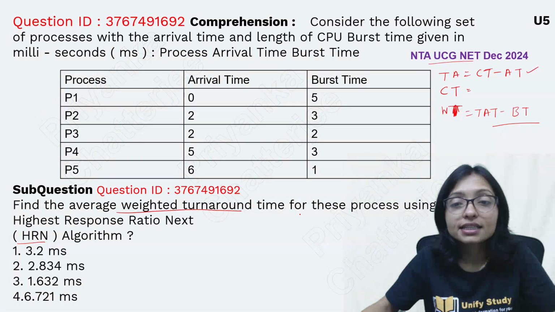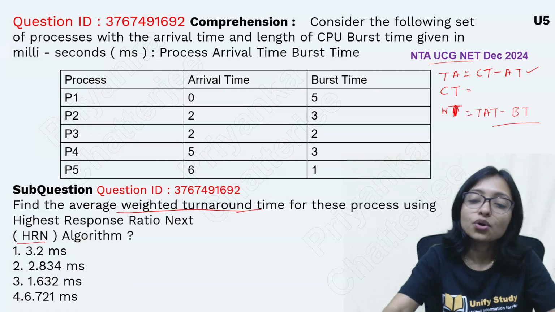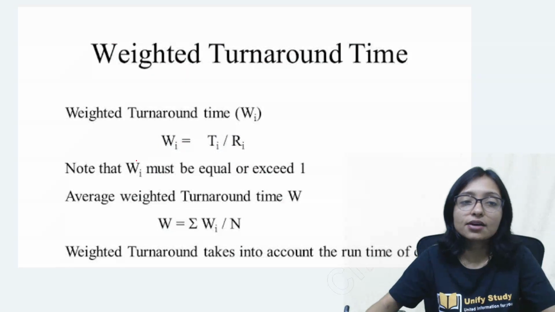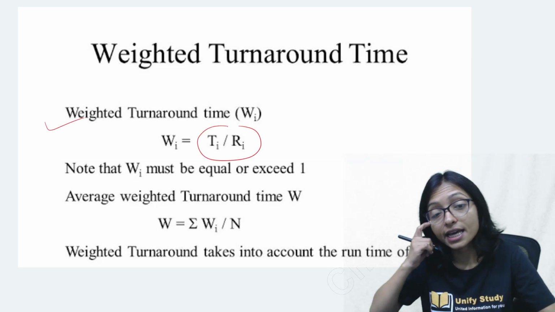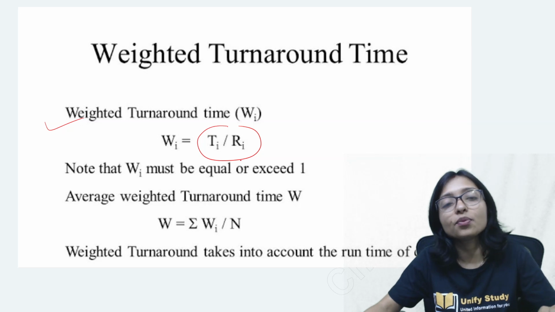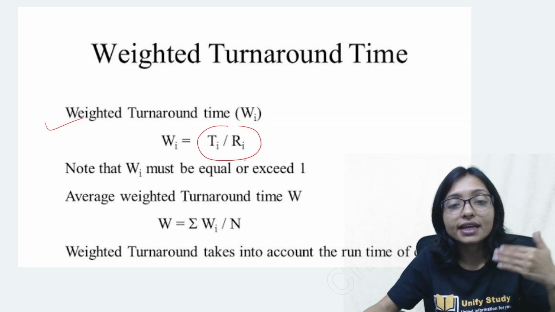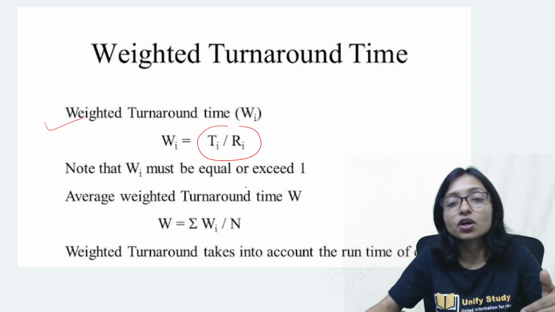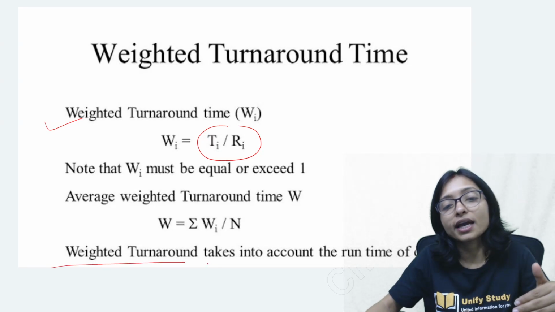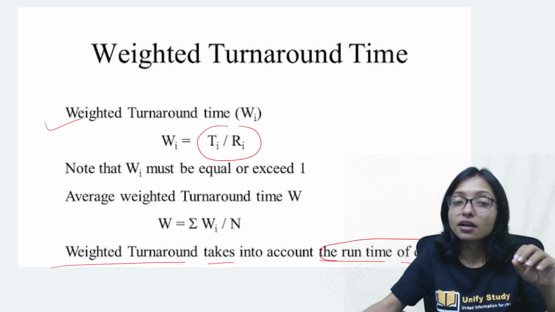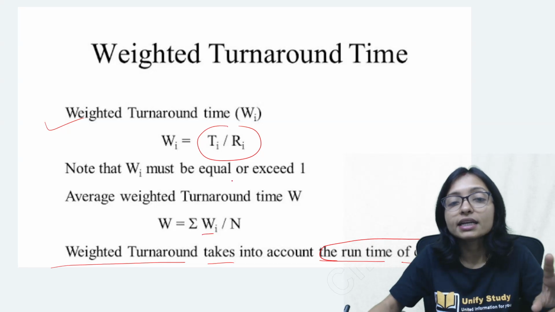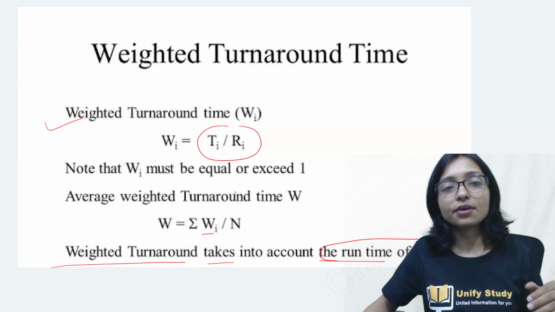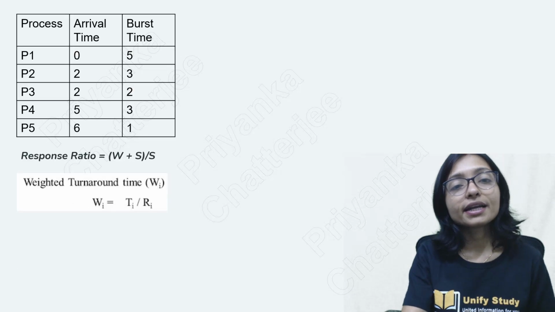Then they ask for weighted turnaround time. The formula of weighted turnaround time is Ti by Ri. In simple words, it is turnaround time divided by burst time, because weighted turnaround time takes into account the run time of each job. So whenever you calculate the turnaround time and divide by the burst time, you will get the weighted turnaround time.